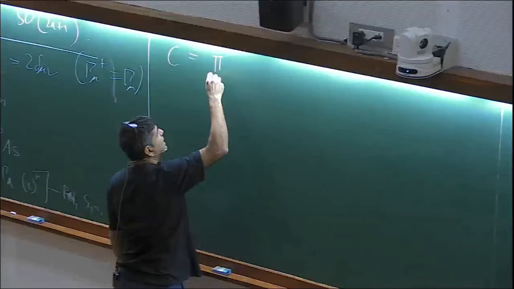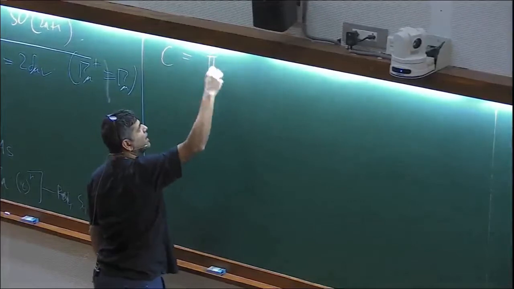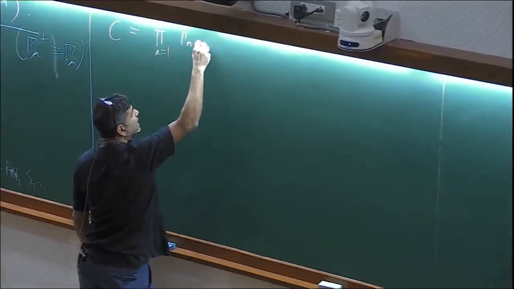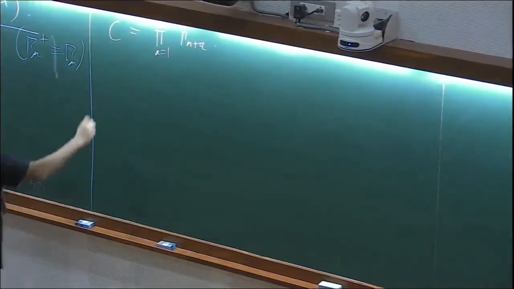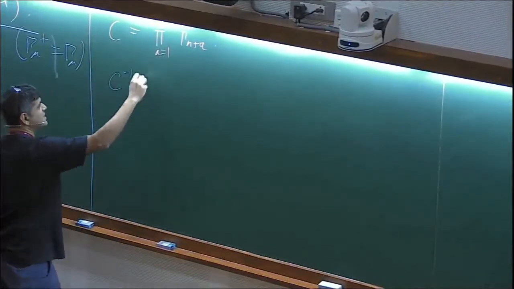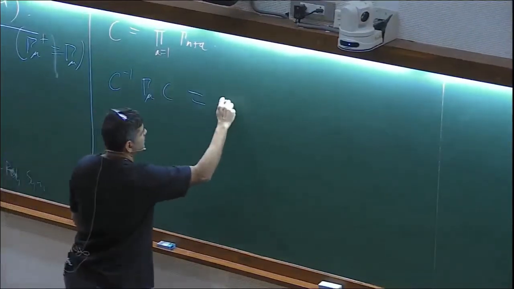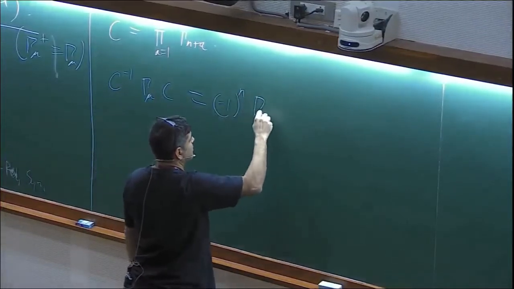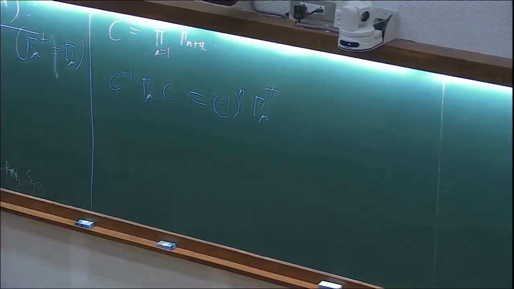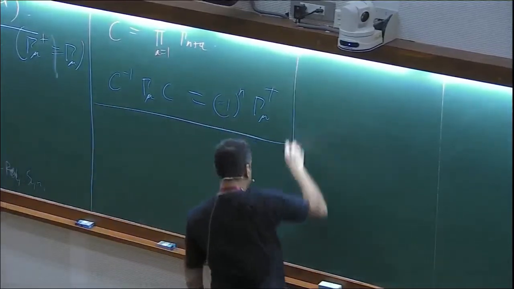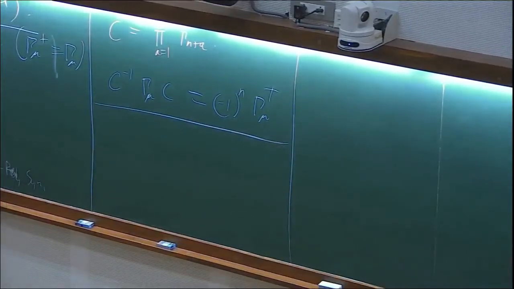In the discussion section yesterday, we defined this matrix C, which is the product over A from 1 to n of gamma A gamma of n plus A. And we showed that C inverse gamma mu C was equal to minus 1 to the power n, gamma mu transpose. This worked for all these gamma mu's, but it also worked for gamma 2n plus 1. We now want to understand what the implications of this are.